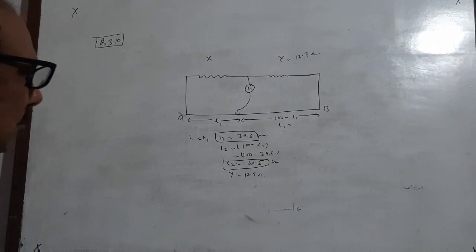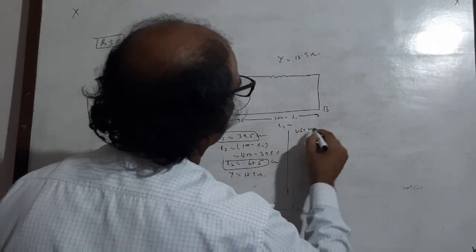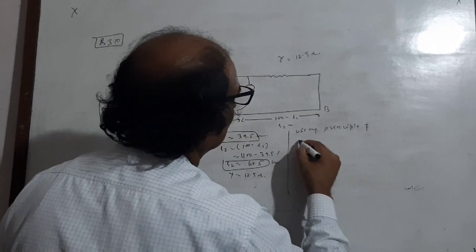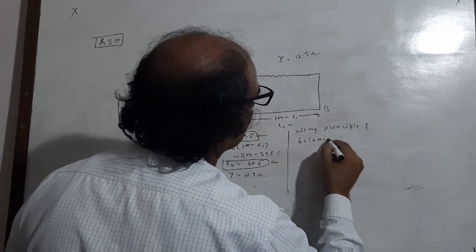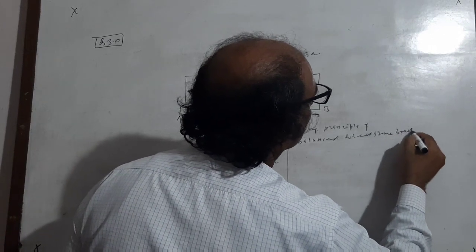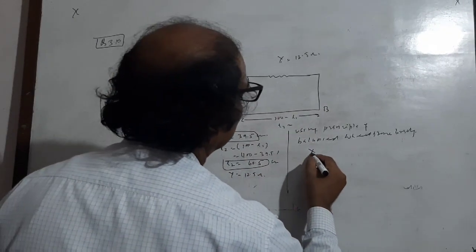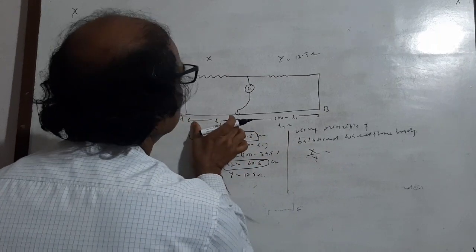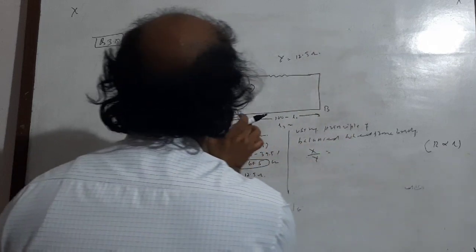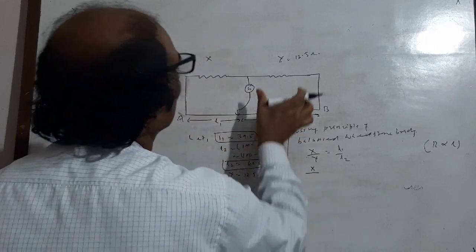And this is the Wheatstone bridge. So in the balancing condition, using the principle of balanced Wheatstone bridge, when there is no current passing through the galvanometer, at that moment X by Y equals this resistance by this resistance, and resistance is directly proportional to length, so it is also taken as L1 by L2, X by Y.